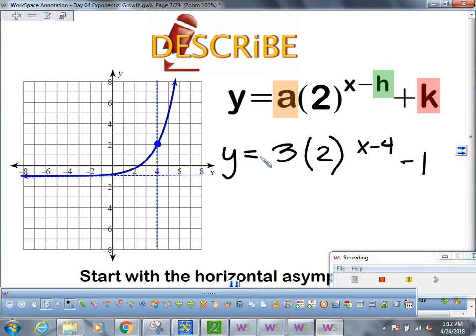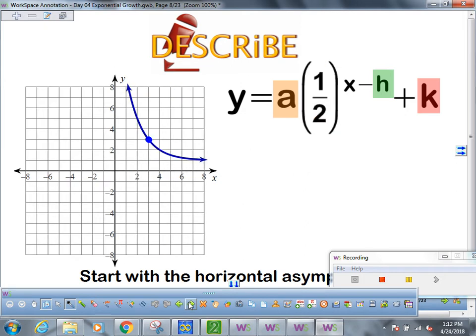Another one? Yes. Okay, try that one. Now I have a half. That's the same thing as a base of 2, only it's falling instead of growing, right? It's decaying. It's decreasing instead of increasing. So do that one on your whiteboards, please.